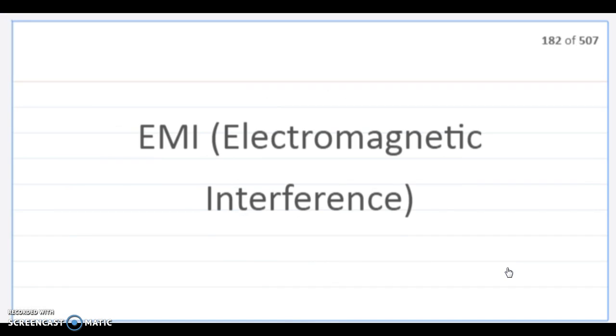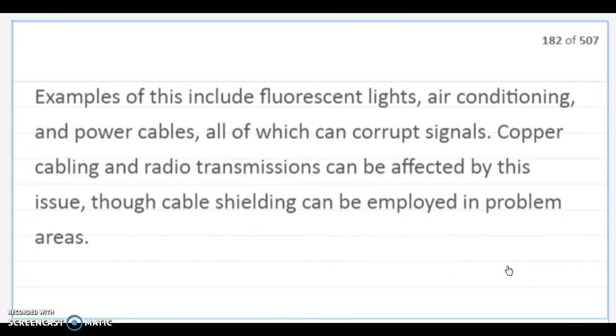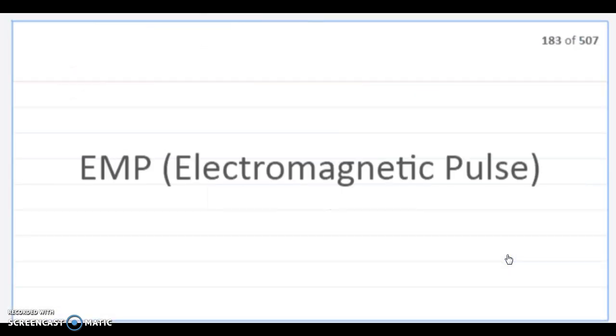EMI is electromagnetic interference. Examples of this include fluorescent lights, air conditioning, and power cables, all of which can corrupt signals. Copper cabling and radio transmissions can be affected by this issue, though cable shielding can be employed in problem areas.